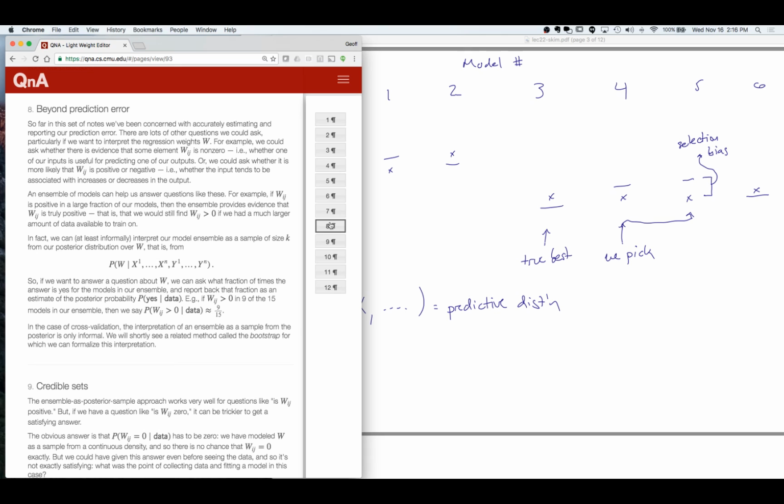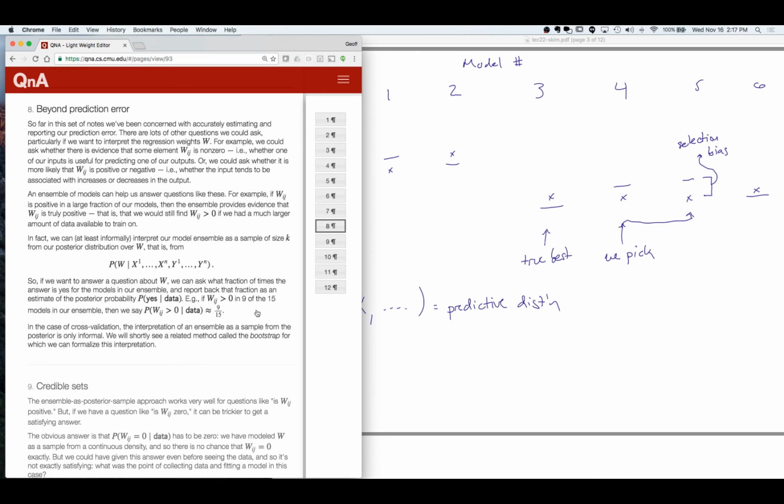All right, so maybe even more interesting, we can take our model ensemble and interpret it as a sample of size k from our posterior distribution over W, right? So from probability of W given all of our data. And so if we want to answer a question about W, we can ask how often the answer would be yes for the models in our ensemble, and report back that fraction as an estimate of the probability. So, if Wij is positive in 9 out of 15 models in our ensemble, then we say that P of Wij bigger than 0 is 9 over 15.